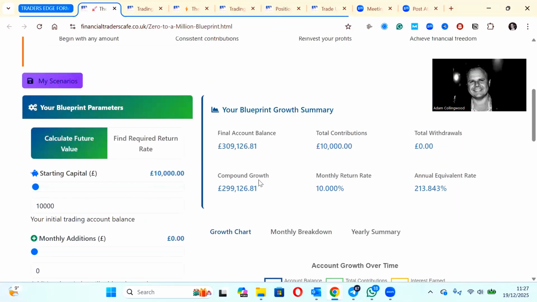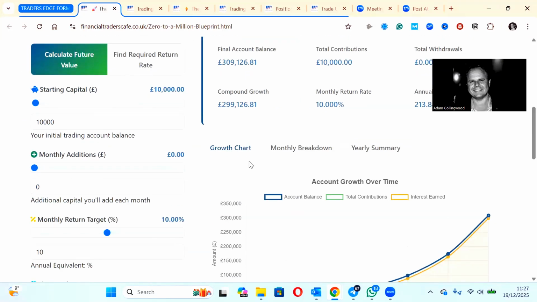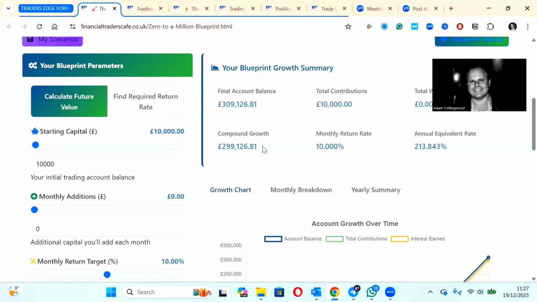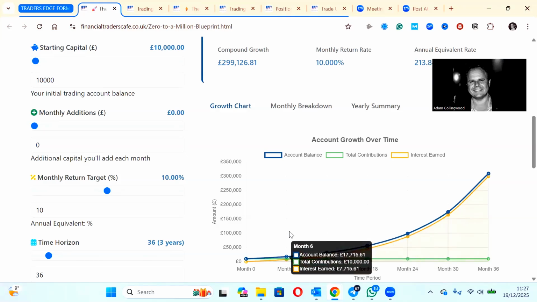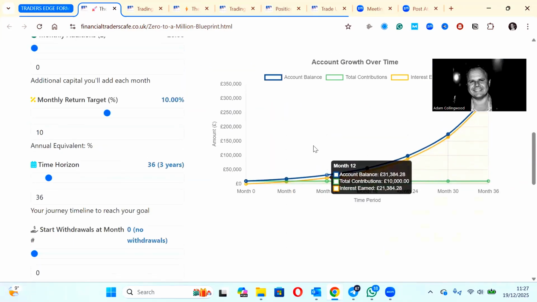So what this is telling us is that if you started with 10,000 and you made 10% a month, then your final account balance would be 309,126. That's the compounded growth return. A monthly return of 10% compounded up would give you an annual equivalent rate of 213% over the 3-year period. There's a compound interest graph to show you that.